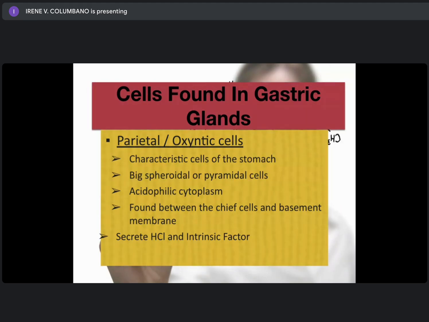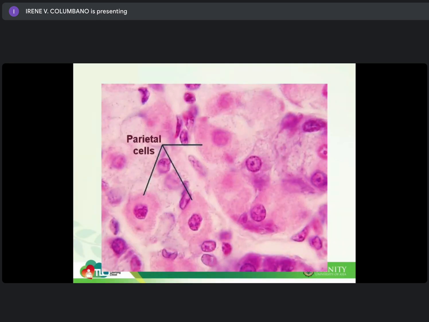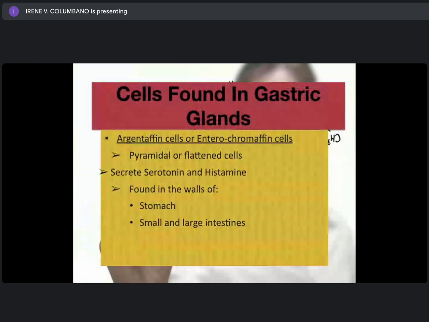Pernicious anemia po. So that's the pernicious anemia. So importante rin yung ating parietal cells sa blood natin. Okay, so meron siya doon because of the intrinsic factor na sinisecrete niya. So this is how the parietal cells look like under the microscope. So basophilic stain sila.